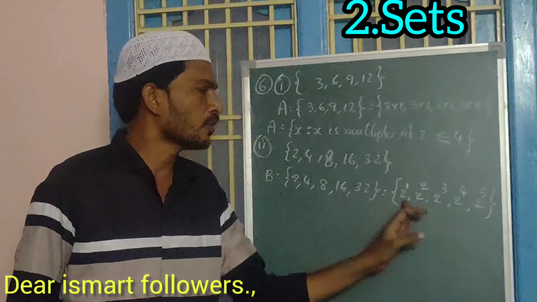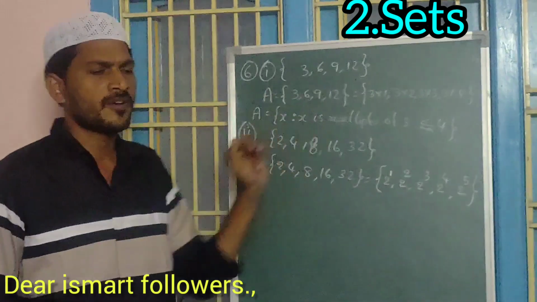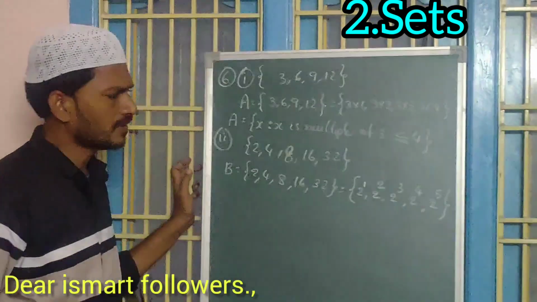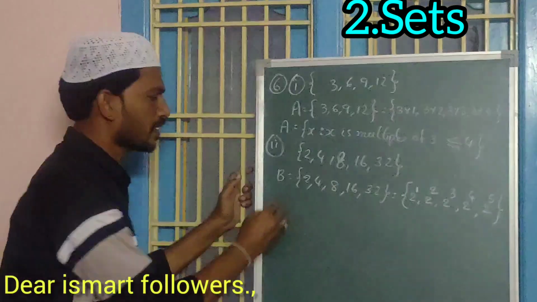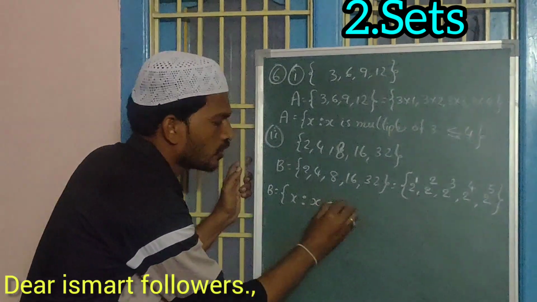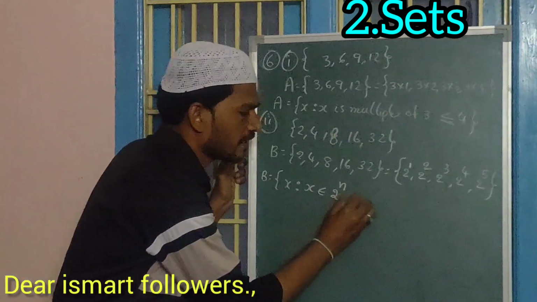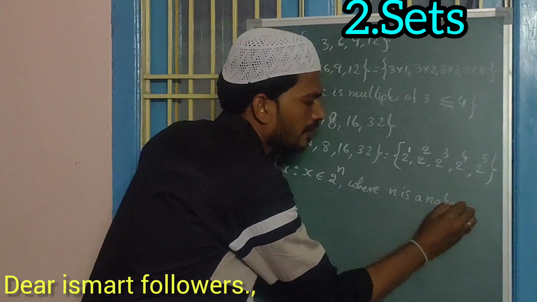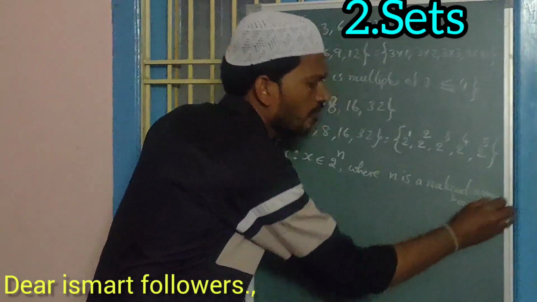So all are 2 to the power of 1, 2 to the power of 2, 2 to the power of 3, 2 to the power of 4, 2 to the power of 5. So the bases are the same: 2, 2, 2, 2, 2. What are the exponent numbers? 1, 2, 3, 4, 5. Which numbers? Natural numbers. So B is equal to X such that X belongs to 2 to the power of n, where n is a natural number less than or equal to 5.